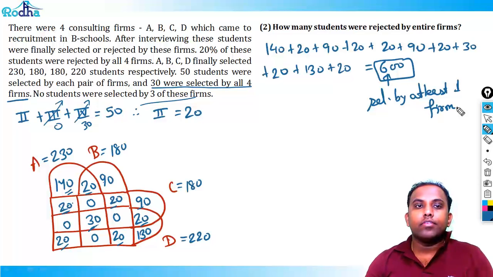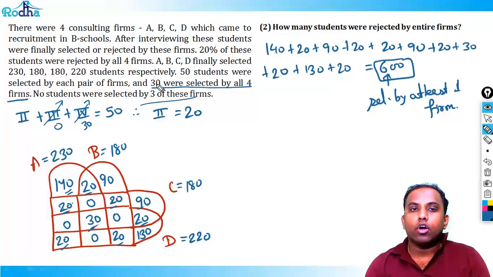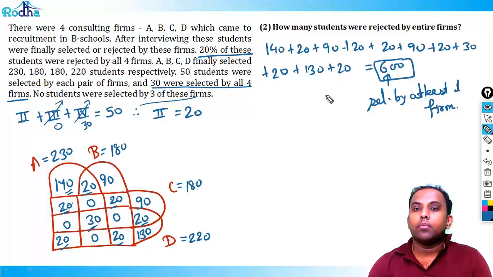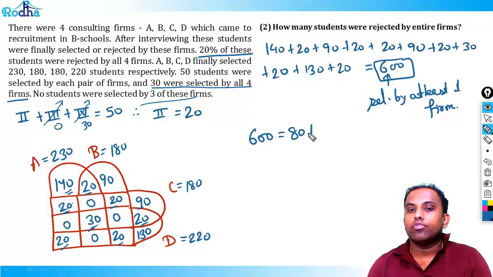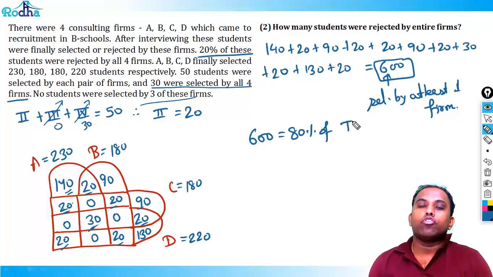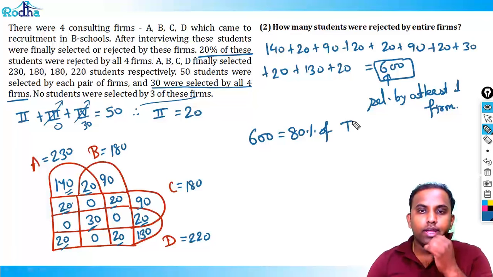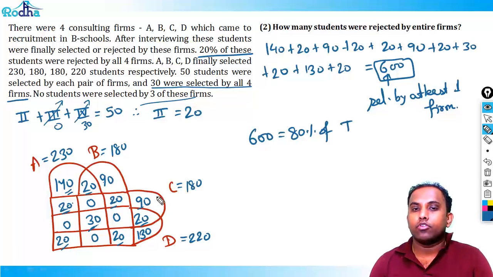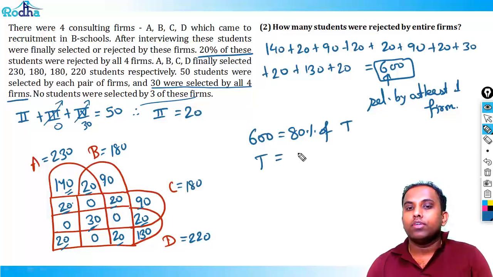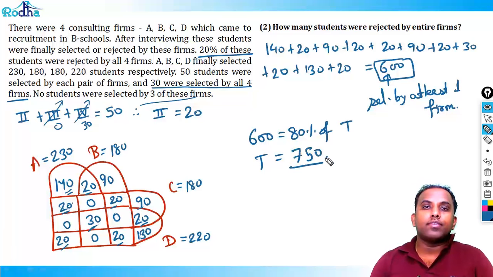It is given that 20% of these students were rated by all the forms. That means if 600 are selected, 600 is 80% of the total number of students, right? Out of total students, 20% are rated by all the four firms, so only 80% are selected. That 80% is equal to 600, right? So what is the total value? The total value comes to be 750.